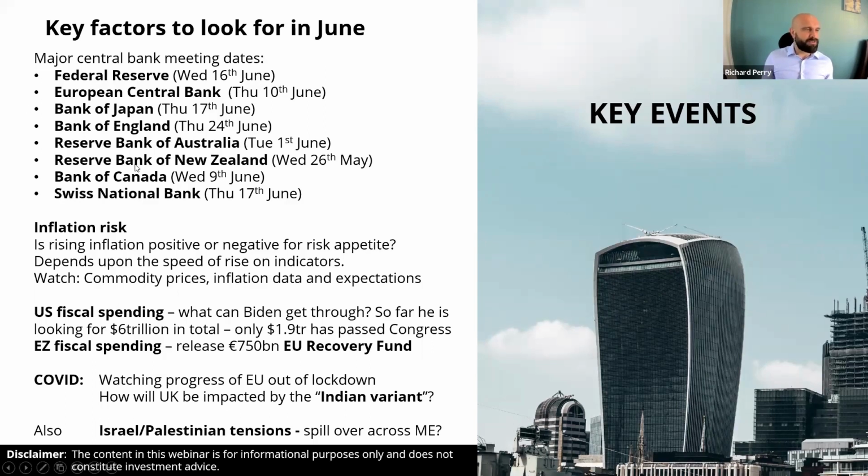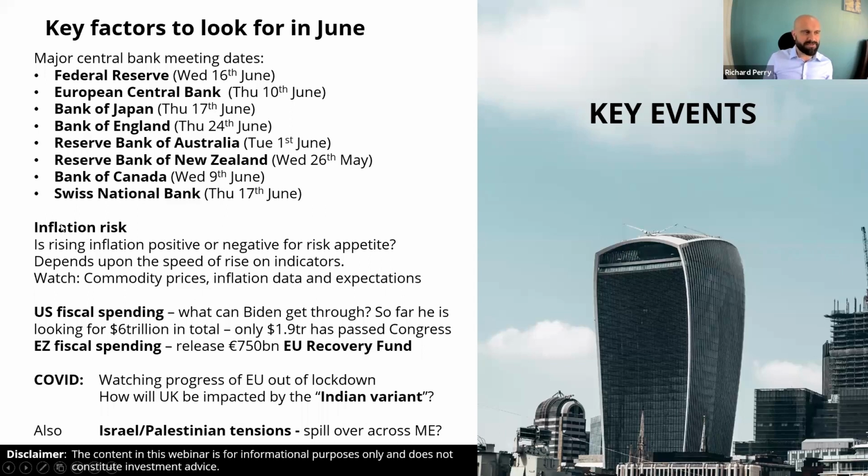Across these other major central banks, I'll just pick out the Bank of England, because again, the Bank of England is another central bank that's slightly starting to move towards removing these emergency pandemic measures, with slight tapering at its last meeting. What does it do at the next meeting on the 24th of June? And other central banks, Australia, New Zealand, we're not really expecting too much from those. Maybe from the Bank of Canada, though, again, possible taper there. But the key thing is all these central banks are coming in June.